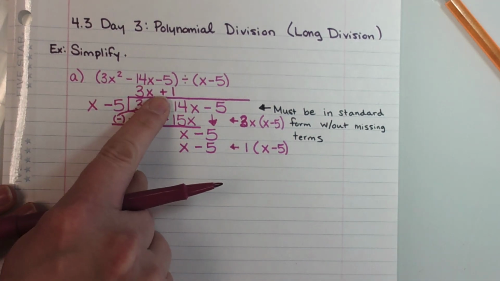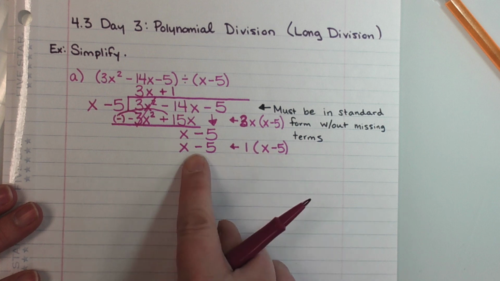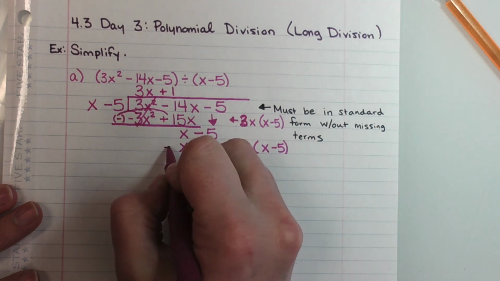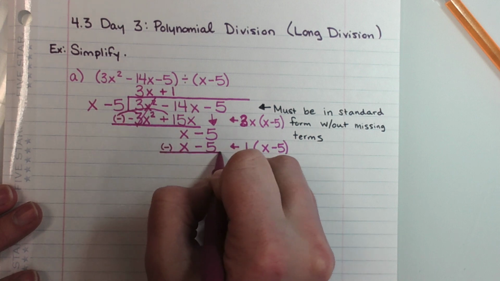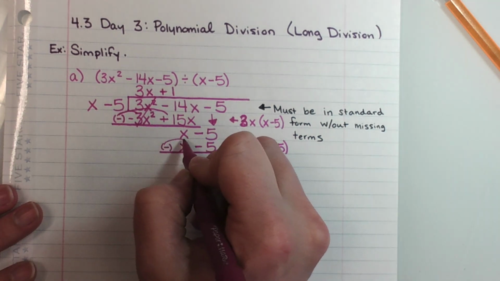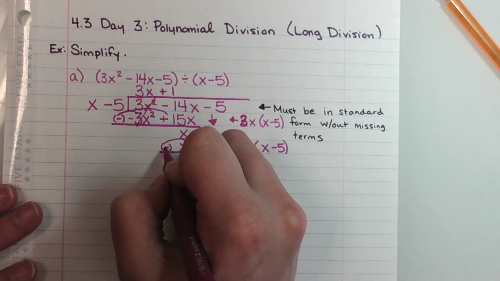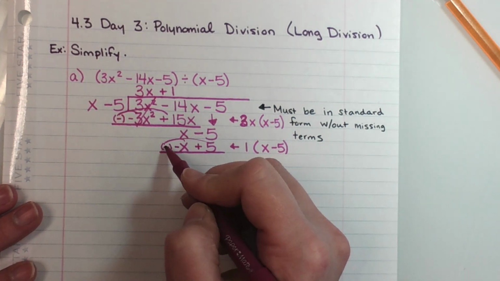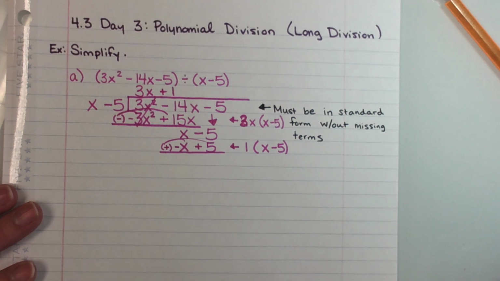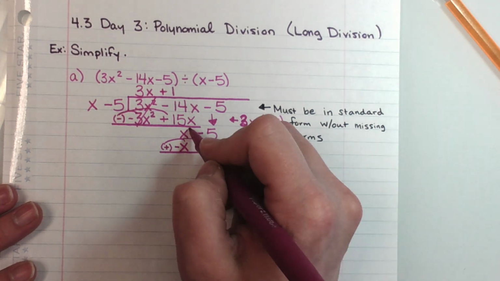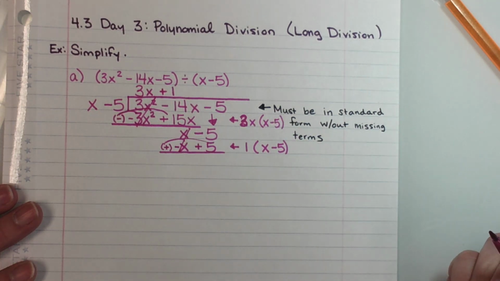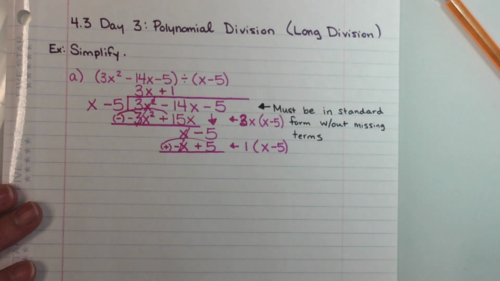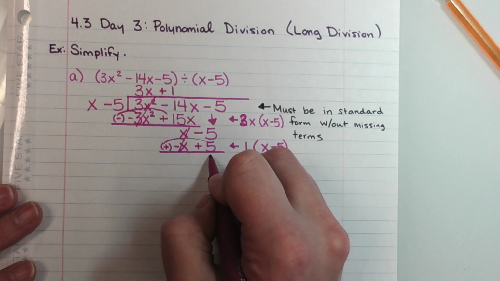Figure out what multiplies. Do the multiplication. Next step is subtract. And if it's easier, distribute that minus sign and combine like terms. Negative x plus 5. X plus a negative x cancels out. If it doesn't cancel out, you made a mistake. They should cancel out every time. Negative 5 plus 5? 0.